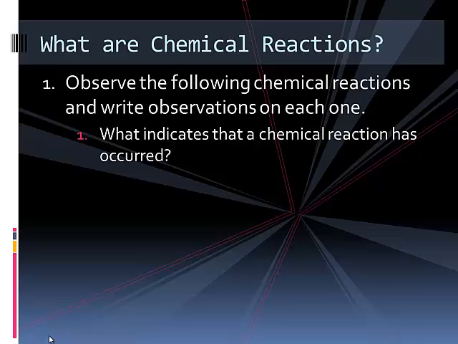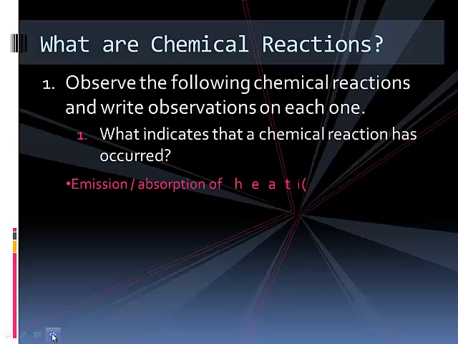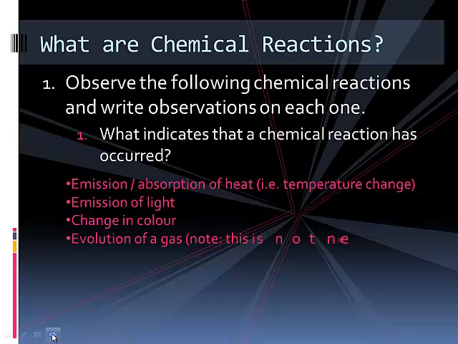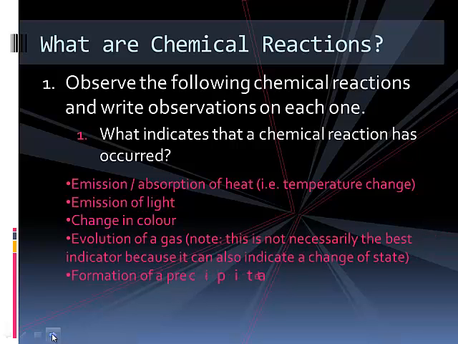So what are chemical reactions? We're going to do a series of demos around the room in class next day, and one of the things I'm going to ask you to do is observe properties that make you realize that a chemical reaction has happened. One is that you can have the emission or absorption of heat. In other words, you get a temperature change. You can get the emission of light. You can have a change in color.